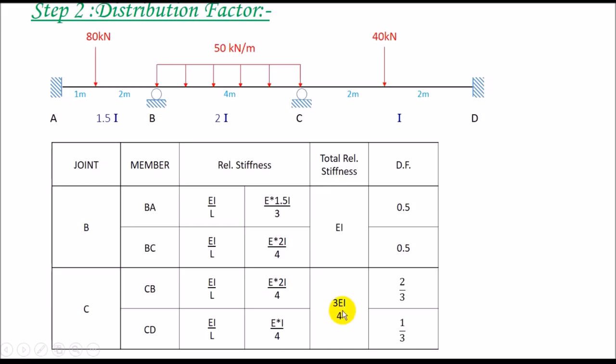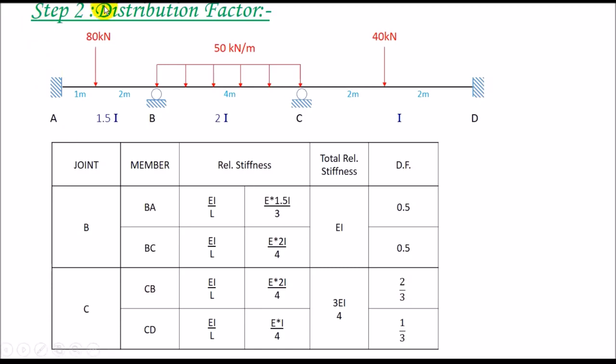Fine. Now what is distribution factor? The distribution factor is basically the relative stiffness of the member divided by the total relative stiffness. If I divide this by this, I get 0.5, and if I divide this by this, I get 0.5 again. So for member BA it is 0.5, for member BC it is 0.5, for member CB if I divide 2 by 4 EI by 3 by 4 EI, I get 2 by 3, and for CD if I divide EI by 4 divided by 3 by 4 EI, I get 1 by 3. So I've found all the distribution factors and my step 2 is complete.